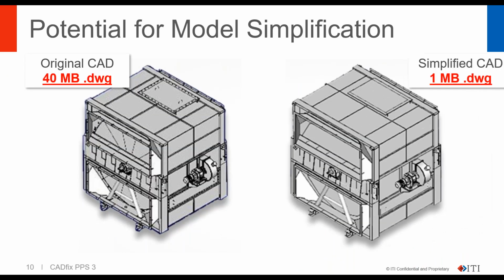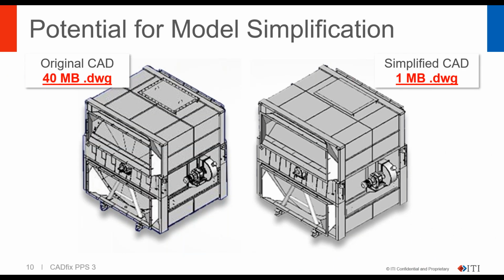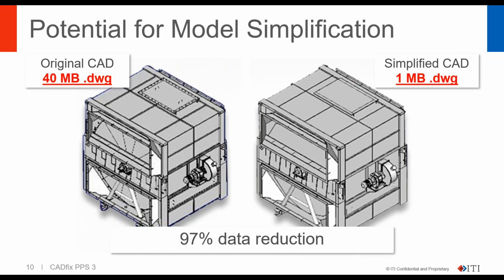So here's just a good example of this. We have an original model here. It's a 40 megabyte DWG file, and this has been simplified to produce a 1 megabyte DWG file. And the model has retained its key features for space management and clash detection, but our simplified 1 megabyte file is more manageable in downstream systems and is also much easier to distribute than the original 40 megabyte file.